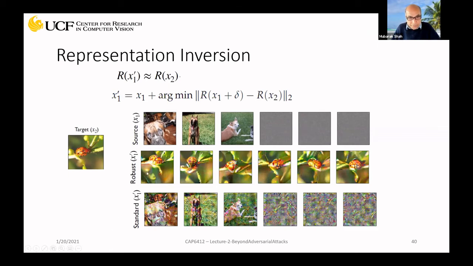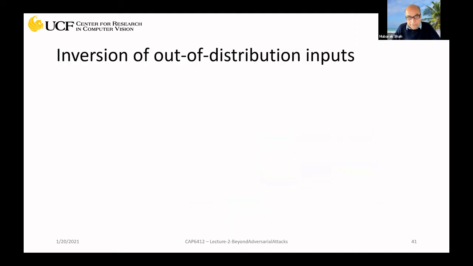Now if you do that for the standard classifier, then starting from the source here, it becomes like this. The representation of this image and this image is the same, which doesn't make sense. And the representation of this image and this image is the same, and like this. So which is the problem here?